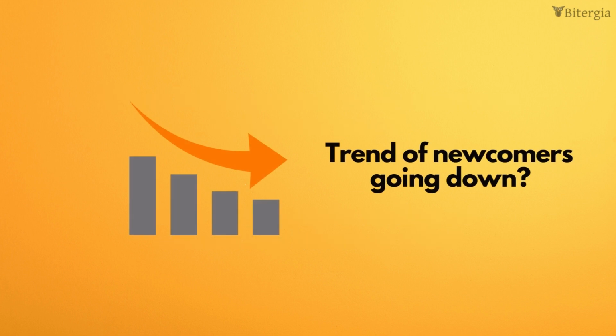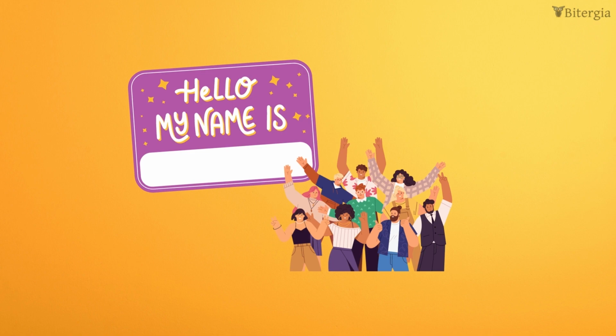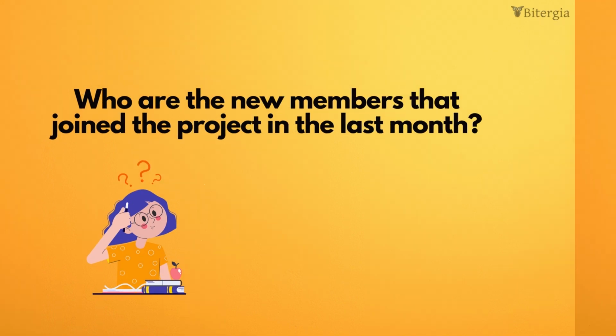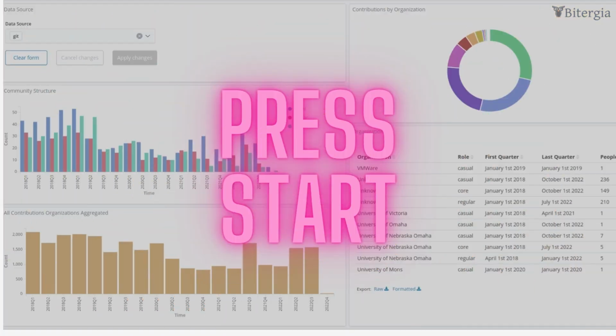Besides having a look at the trend to see whether your community is able to keep attracting people, it is interesting to know who those contributors are in order to make sure that the onboarding process works properly. Who are the new members that joined the project in the last month? If you are able to answer this question, it'll be possible to track those new members that could be part of the next generation of your community. Now, let's see how one of my colleagues uses the Bitergia Analytics platform to get the metrics we need to answer these questions. So, let's start.